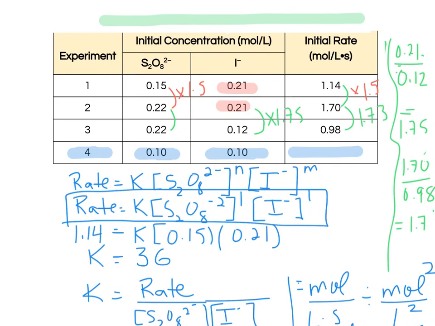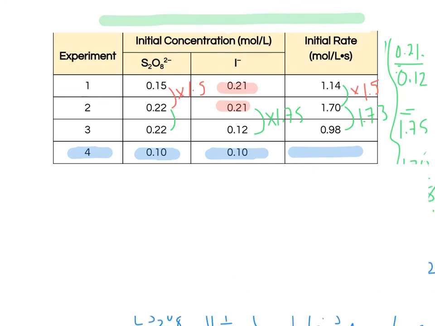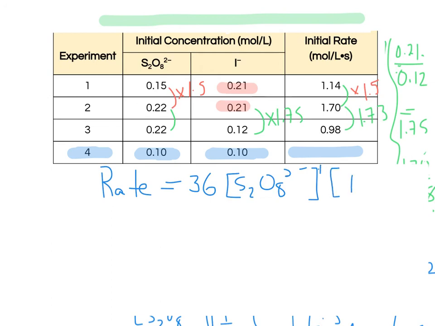So I'm just going to create a little bit of a workspace here for myself. Here we go. And so that's really all I need to do. So I have this rate that is equal to, and I'm going to sub in the value for K because I'm going to be using that value. The value is 36 times the concentration of S2O8 2- to the power of 1, times the concentration of iodide to the power of 1.